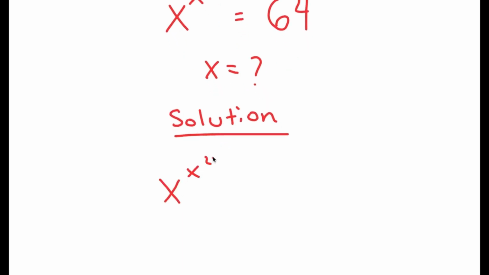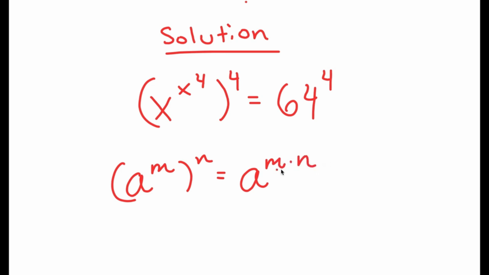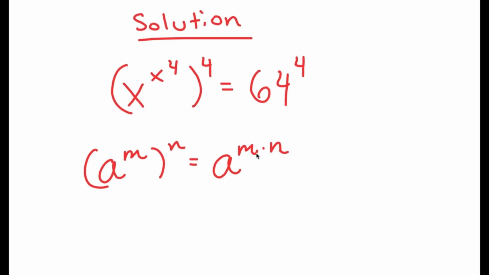So I get x to the power of x to the power of 4 to the power of 4 is equal to 64 to the power of 4. Now, if I have something in the form a to the power of m to the power of n, this is equal to a to the power of m times n. However, m and n are interchangeable, meaning this can also be written as a to the power of n times m.